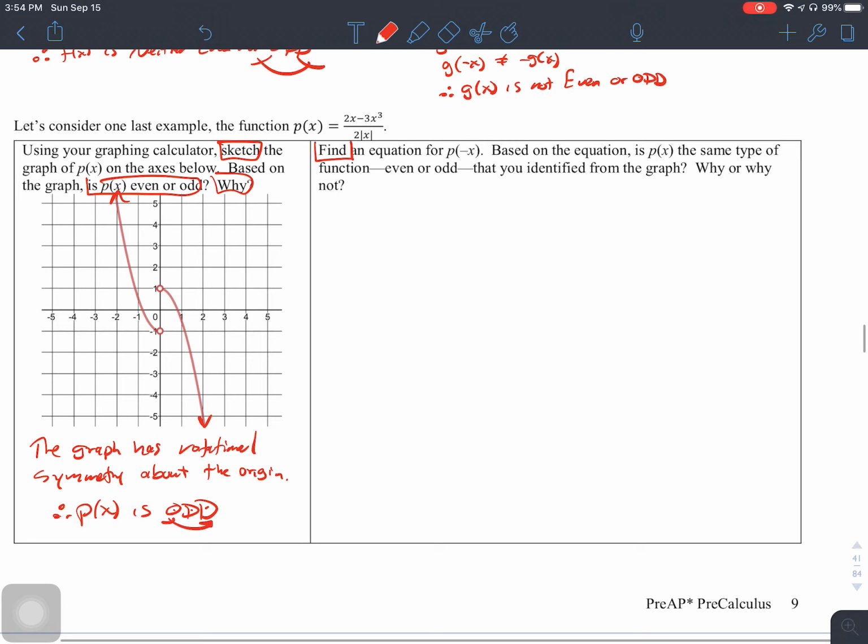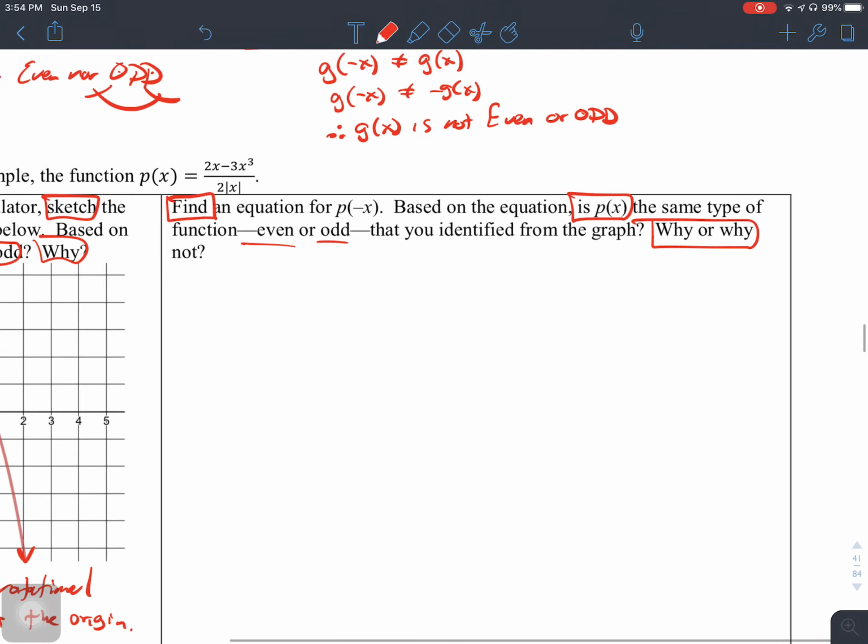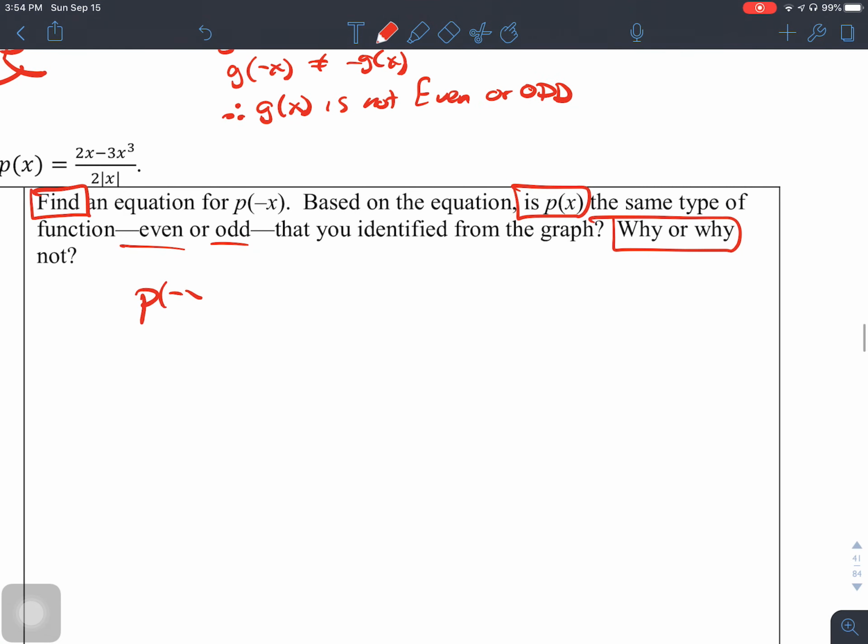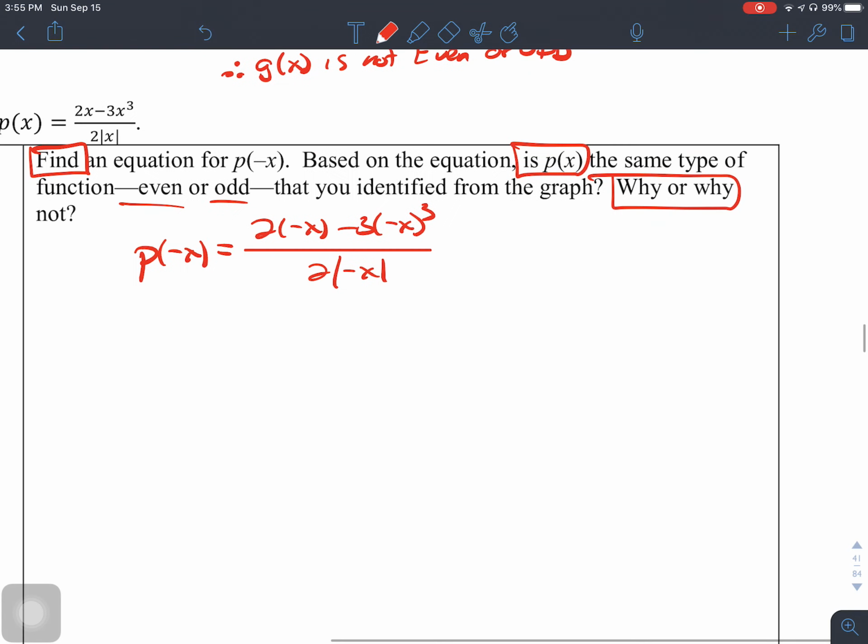Find an equation for p of negative x. Based on your equation, is p of x even or odd? Why or why not? Let's figure out what p of negative x is. P of negative x equals 2 times negative x minus 3 times negative x cubed over 2 times the absolute value of negative x. 2 times negative x is negative 2x. Bring down the minus 3. A negative x raised to the third power is going to be a negative x cubed.